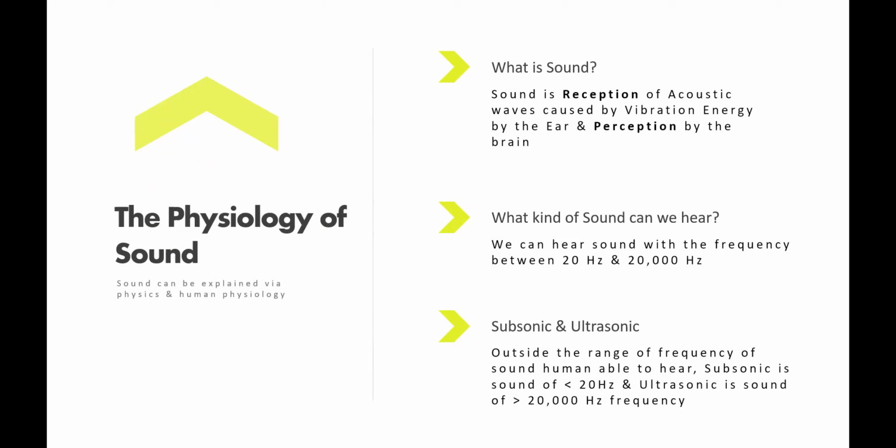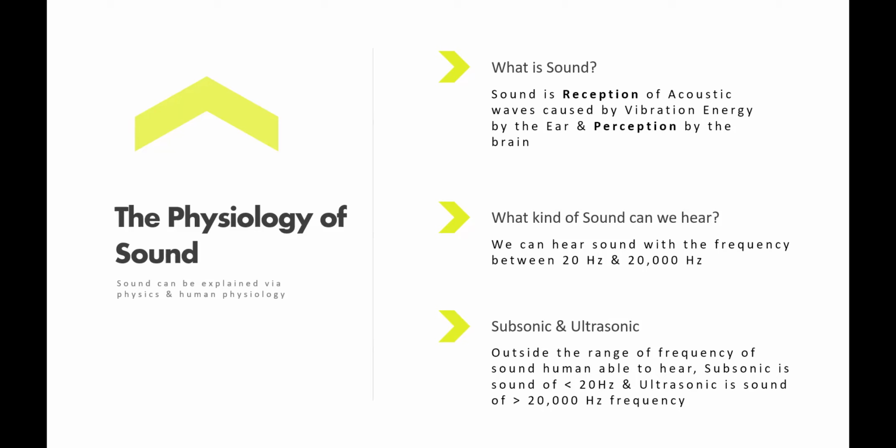So in terms of physiology of sound, in contrast to the physics, sound is reception of acoustic wave caused by vibration energy, the physics, by the ear, and perception by the brain. What kind of sound can we hear? Humans can hear sound with the frequency between 20 Hertz and 20,000 Hertz.